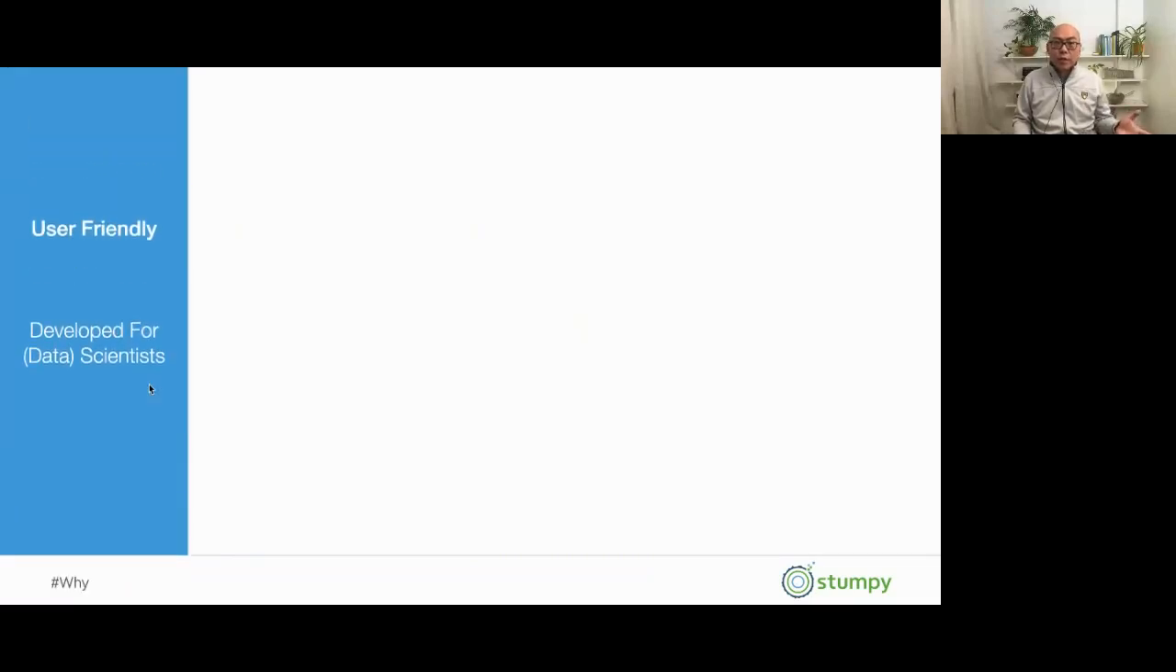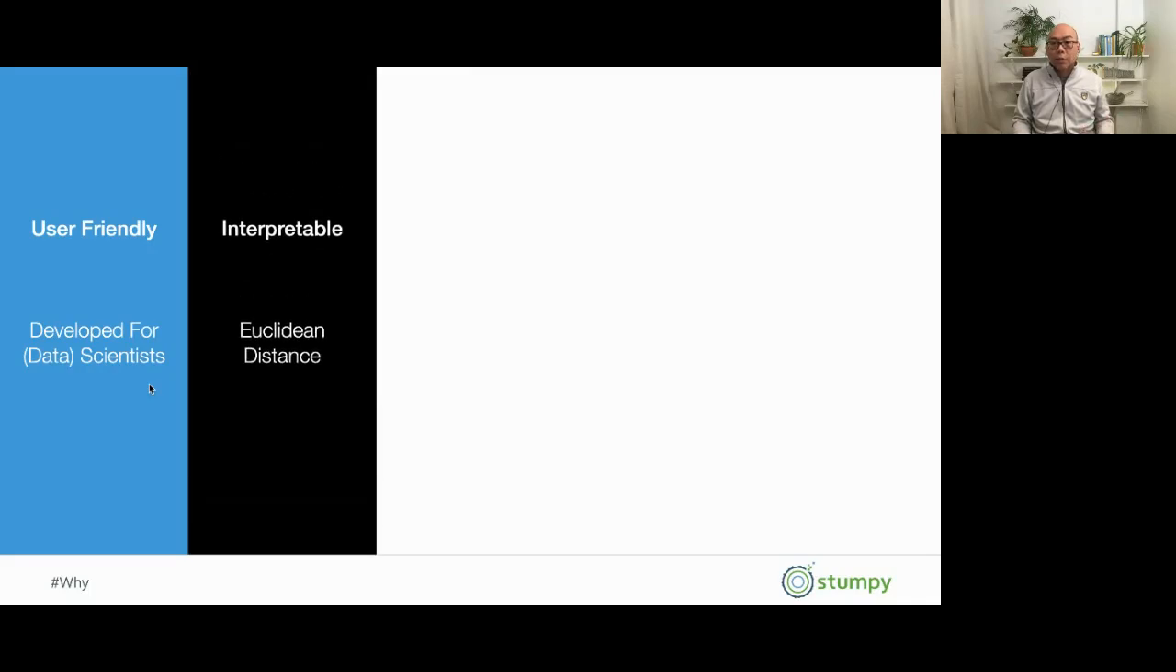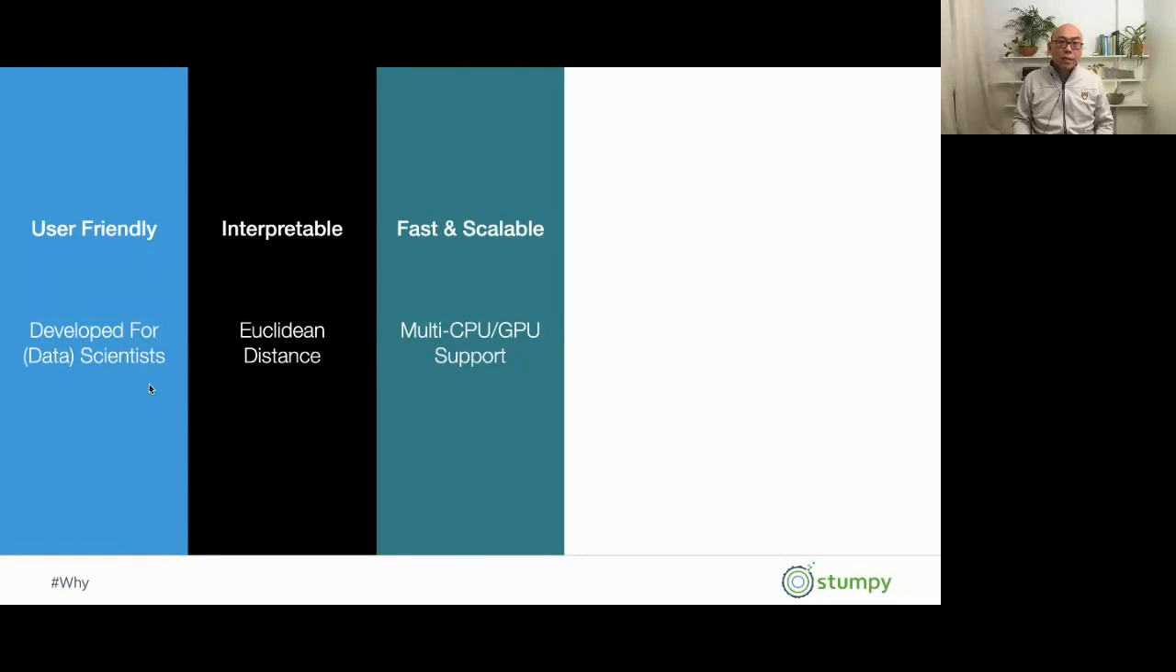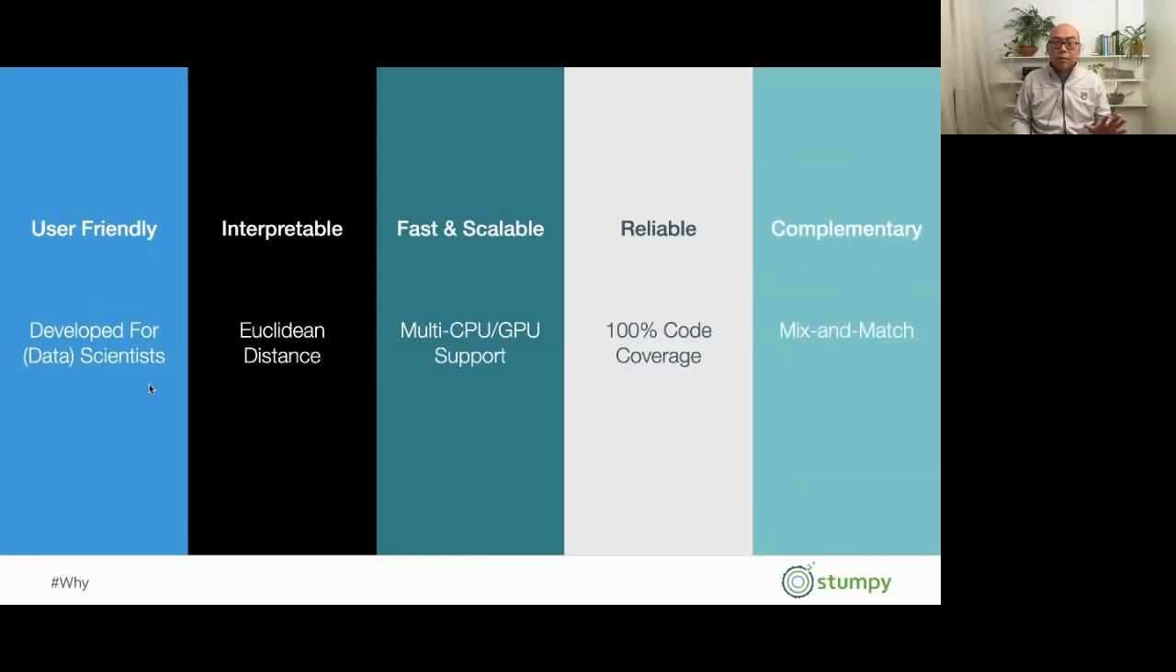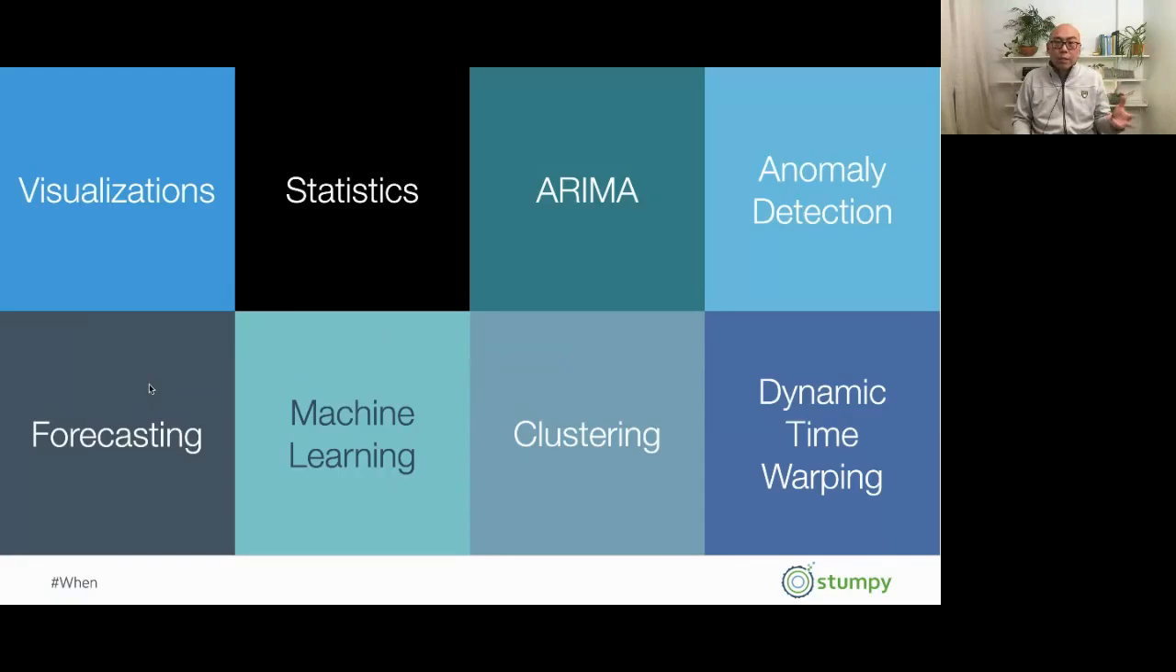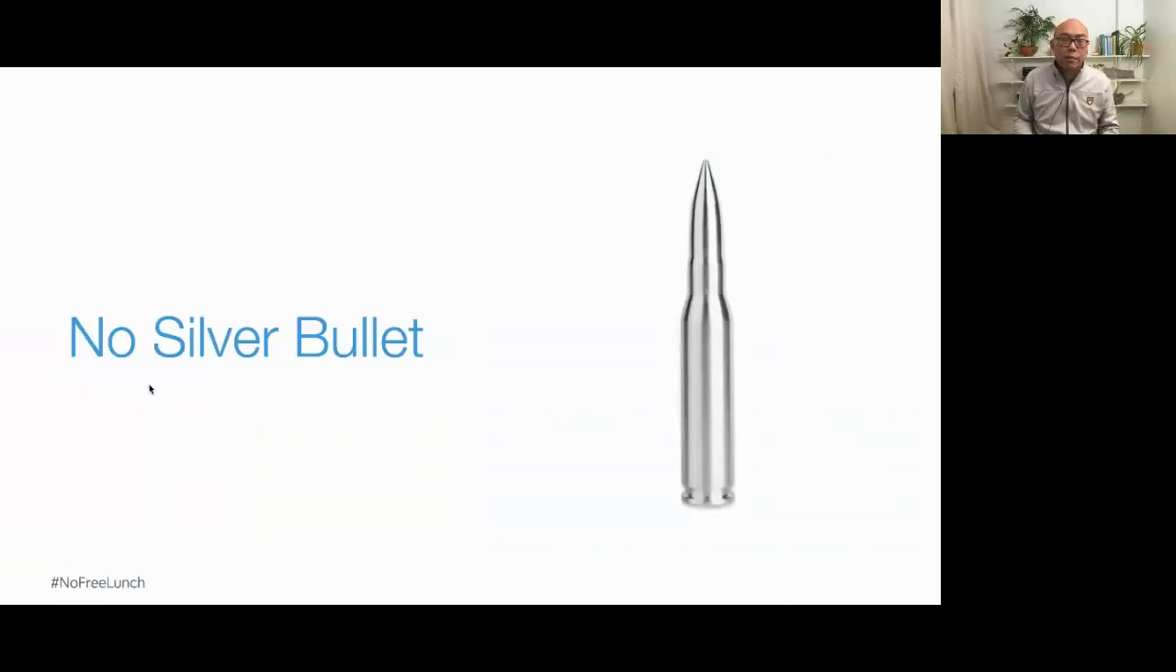Why should you use STUMPY? Well, again, it's user-friendly, developed for scientists as well as data scientists and engineers. It's highly interpretable, given that it computes a Euclidean distance. It's fast and scalable, with both multi-CPU and GPU support, as well as 100% code coverage, always. So it's very, very reliable and complementary, right? So you should mix and match using STUMPY with any of these classical methods. Hopefully you have a new tool in your tool belt that you can use at any time, but that is fast and scalable. Because remember, there's no silver bullet here.